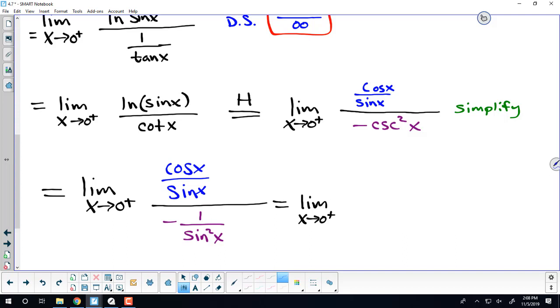So we have a negative sine squared times cosine over sine. That's just going to simplify to negative cosine times sine. So there's L'Hopital's rule. We've simplified. Now that we've simplified, we reevaluate this limit. And when we reevaluate, we get 0. So are there any questions on this?